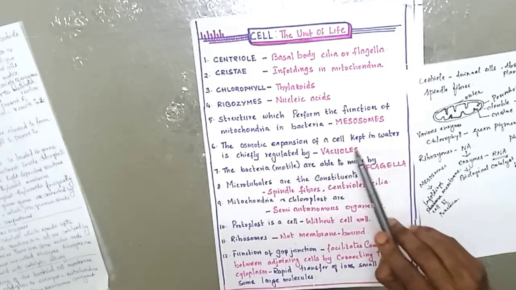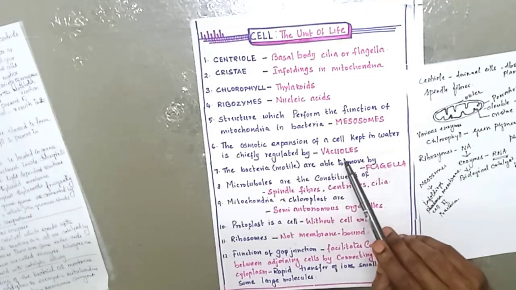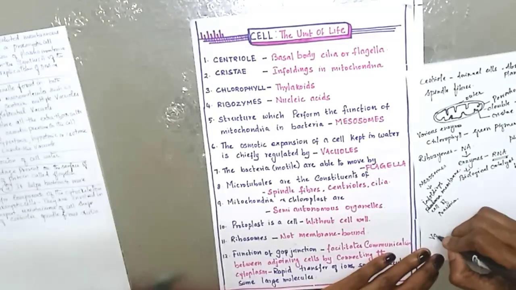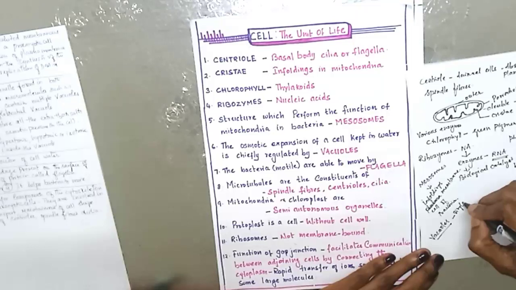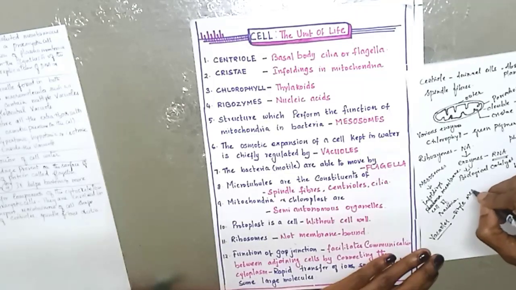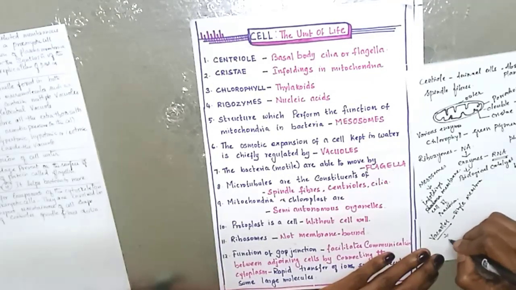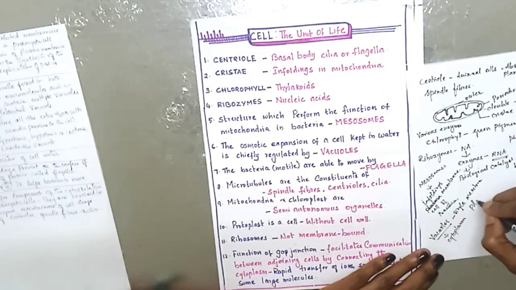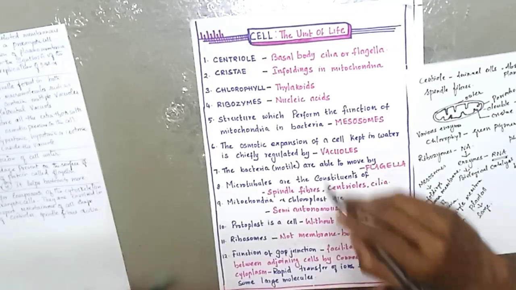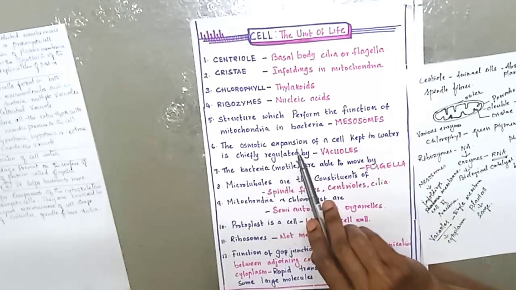Osmotic expansion of a cell kept in water is chiefly regulated by vacuoles. Other important points about vacuoles are that they are single membranous structures, that is, they have only one membrane. They are present in the cytoplasm. These vacuoles are present in the plant cell and are large. They help in maintaining the osmotic expansion of the cell.